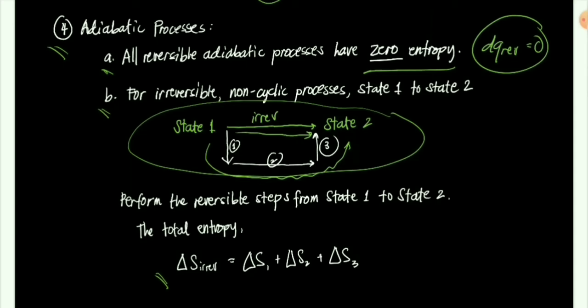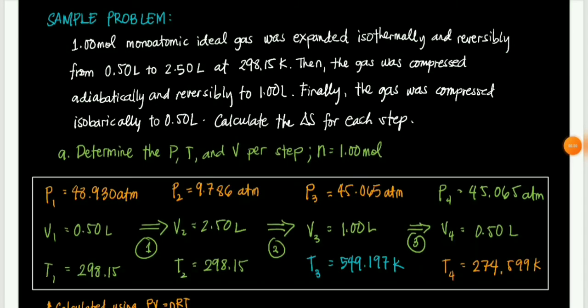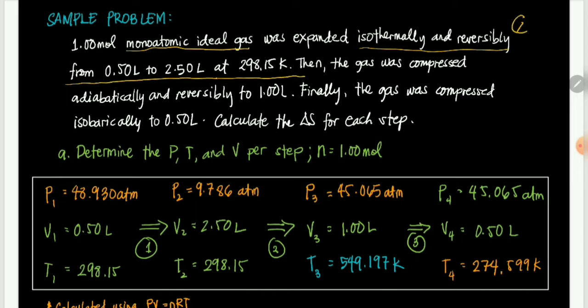Okay? So we will do this later, after the PV processes, because sometimes there are non-PV processes like phase changes, etc., that have other equations for delta S. Okay? So, let's recall the sample problem that we solved in the previous video. In this problem, 1 mole of monoatomic ideal gas was expanded isothermally and reversibly from 0.5 to 2.5 liters at 298.15 Kelvin. So, this is the first step.